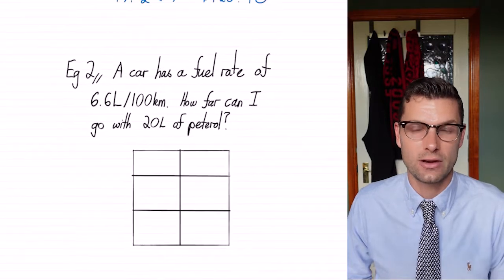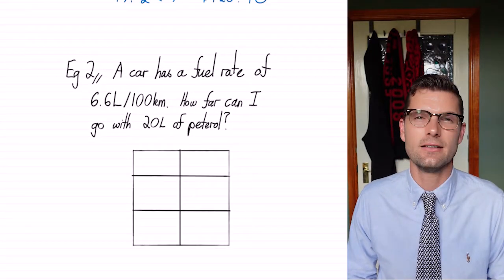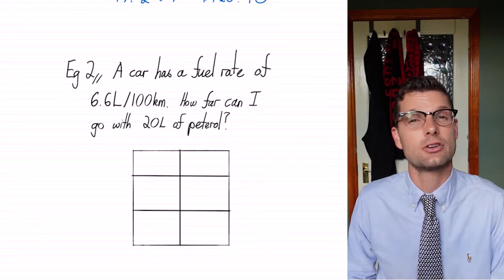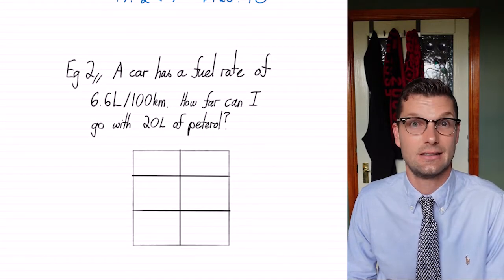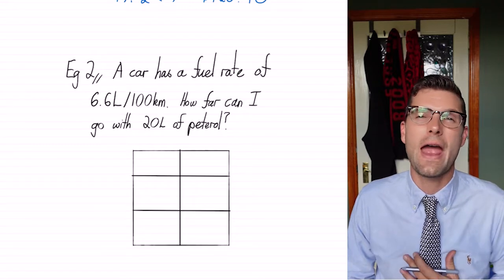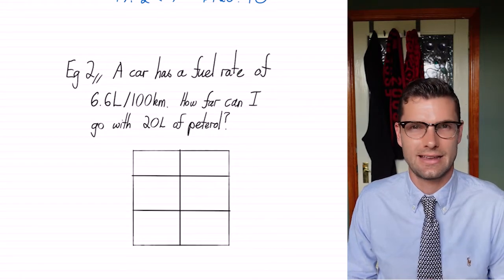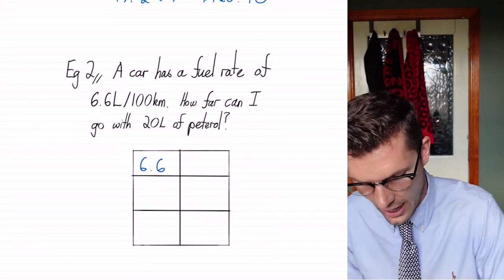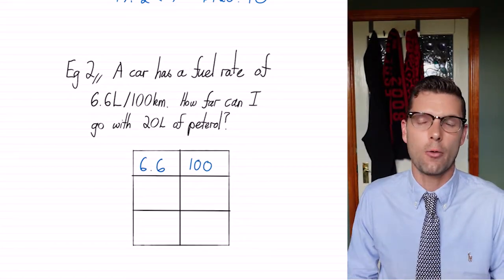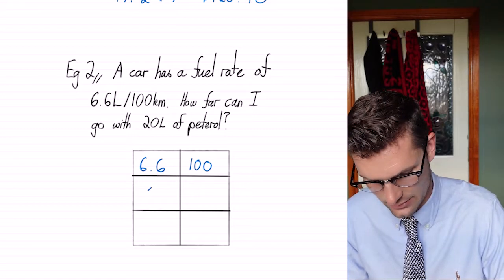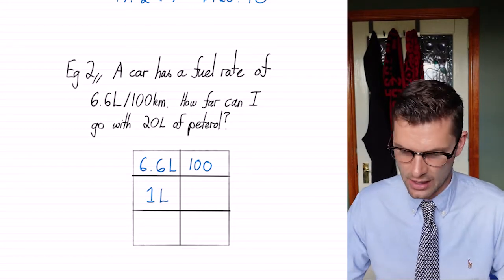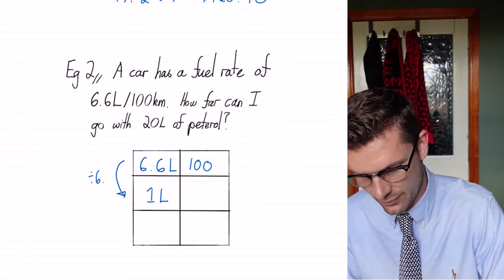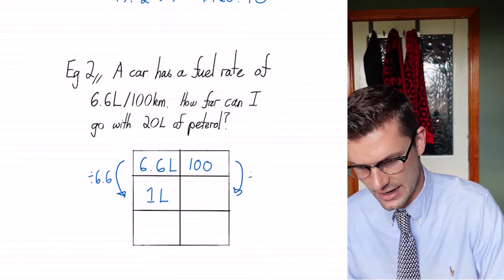For example, if I've got a question like this: a car has a fuel rate of 6.6 litres per 100 kilometres. That means I can travel 100 kilometres with 6.6 litres of fuel. I want to know how far I can go with 20 litres. So 6.6 litres equals 100 kilometres of driving. I want to work out how far 1 litre gives me. So to get from here to here, I've got to divide by 6.6, and to get from here to here, I've got to do the exact same thing.